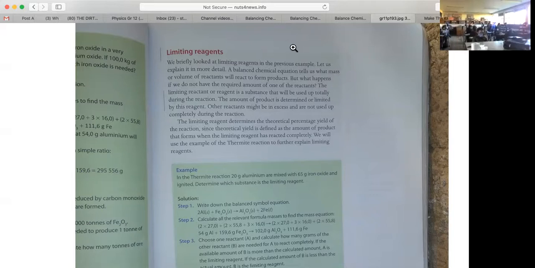So in this experiment, you know what is important? That you don't run out of vinegar. If your egg hasn't dissolved, you know why it hasn't dissolved? You had too little vinegar. So what must be the limiting reactant or reagent in your experiment, your practical? Must it be the eggshell or must it be the vinegar?